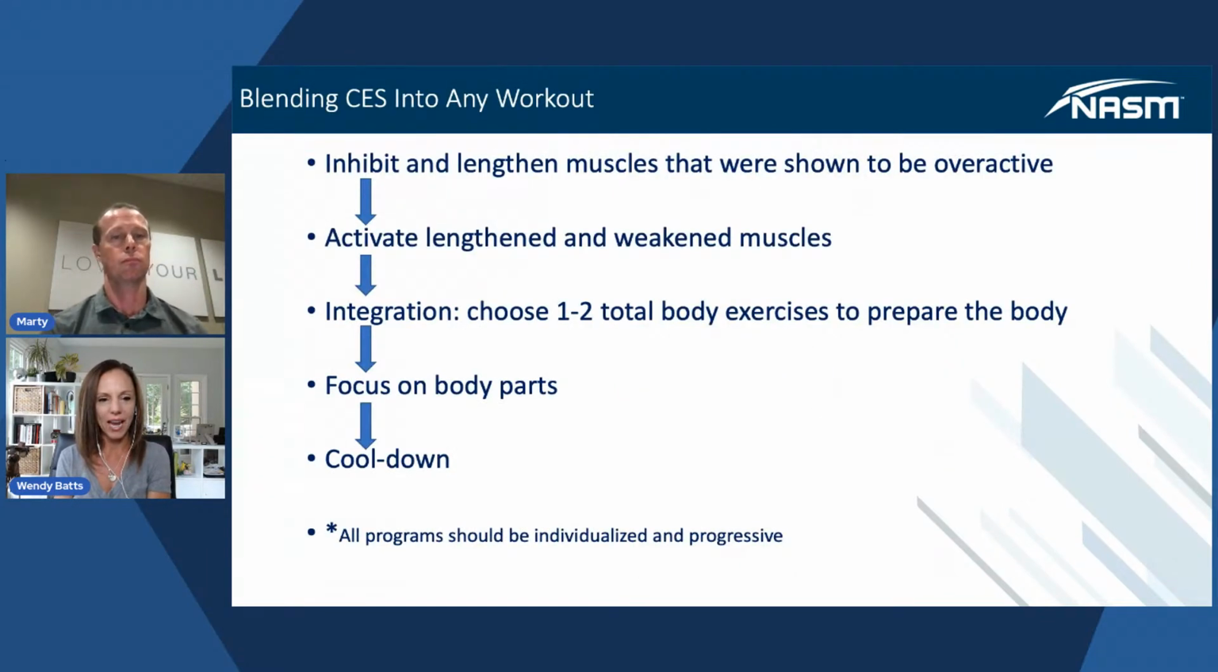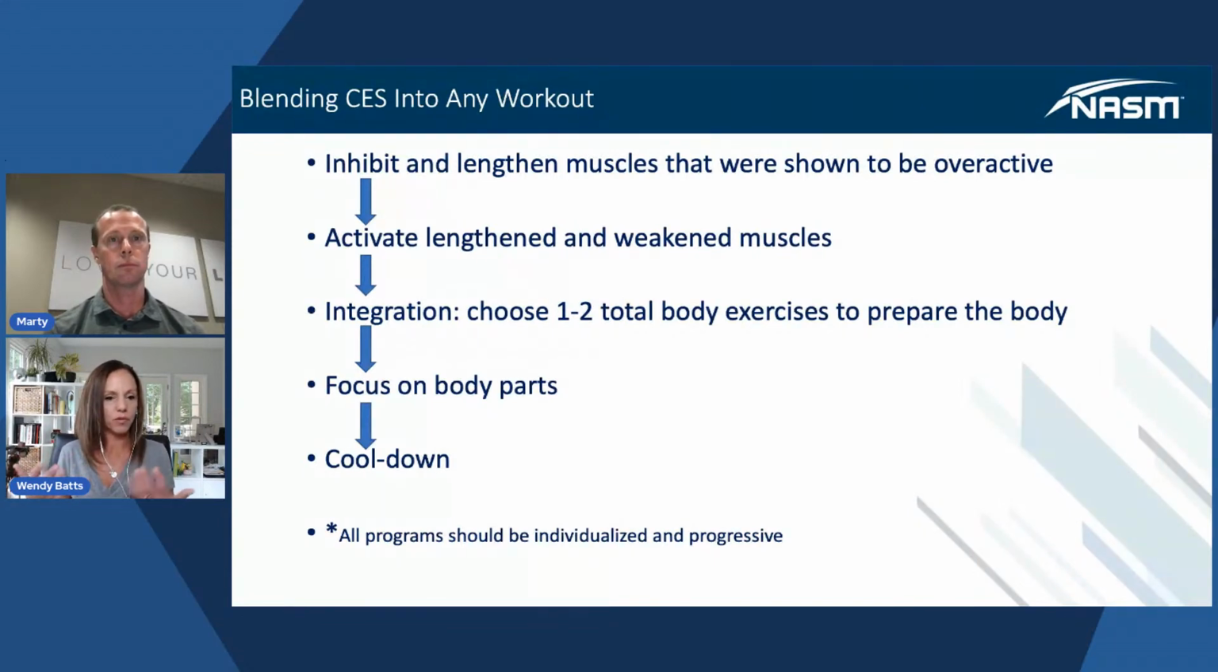And so I can't emphasize this enough, and I know Marty can't either, but guys, just remember, when you're looking at the OPT model, we have you do certain things in order to execute better movement patterns in the resistance component. And so when you're looking at the CES and your assessments, you're really focusing on the muscles that were overactive. So you're going to inhibit and lengthen those muscles. And then you're going to activate those muscles that allow that compensation to happen.